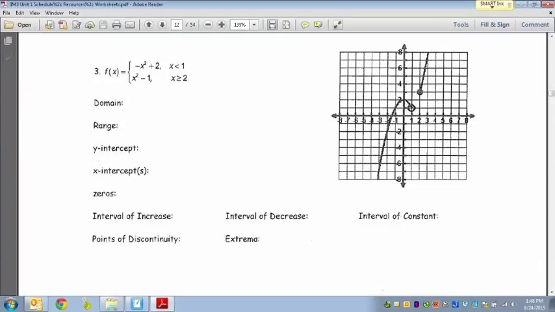All right, so this video is talking about piecewise functions, but it has a little bit of extra fun to it because it has a couple of extra questions about, here I'll highlight them here, interval of constant. We also are talking about the zeros and what's the difference between a zero and an x-intercept. We'll talk about that. Extrema, we haven't seen that word yet, and points of discontinuity.